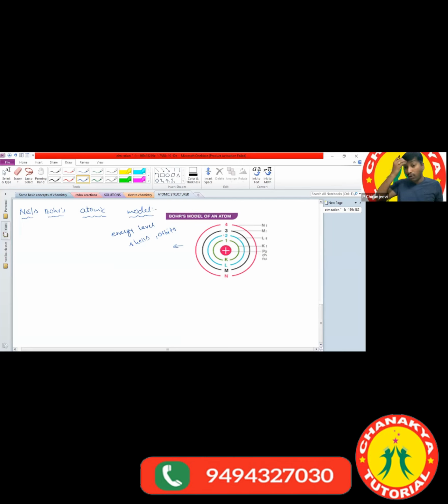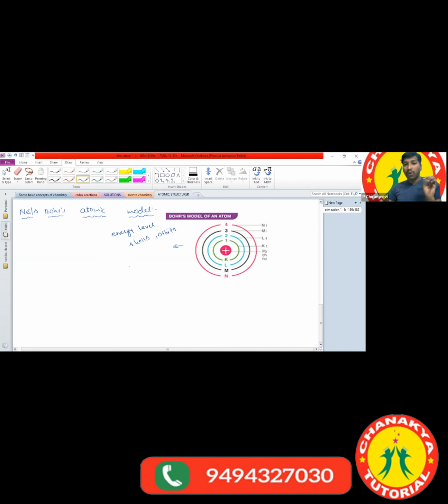Before going further, I'll explain that later. So these we also call orbits. Orbits and energy levels can be represented with alphabets and integers.